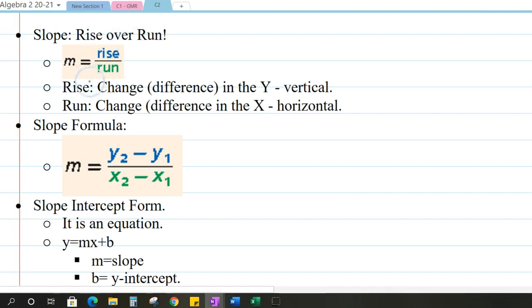Slope is rise over run. Remember, rise is the change or the difference in the y, the vertical. So if you rise, you're standing up. Run is the change or difference in x, the horizontal. So if you are running, you're running across the ground. Remember, in math, difference means subtraction. So when we say a difference in the y, y2 minus y1. When we say a difference in the x, x2 minus x1.